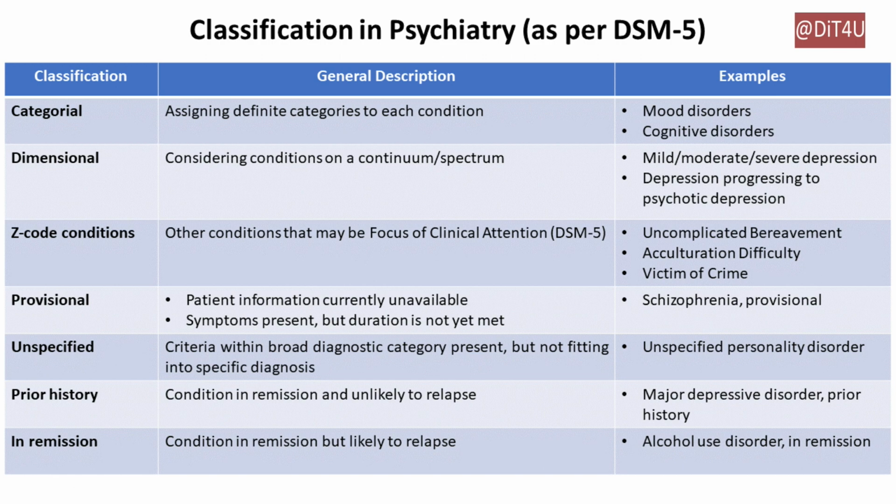For example, again, mild, moderate, severe depression progressing to psychotic features. And then you can't distinguish between psychosis and mood disorders.